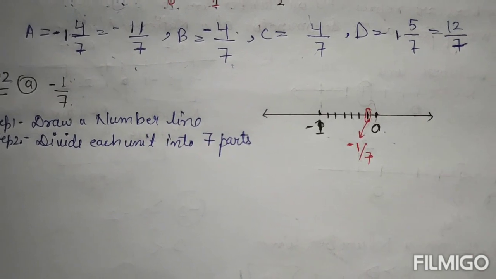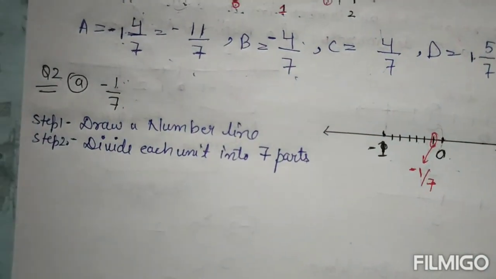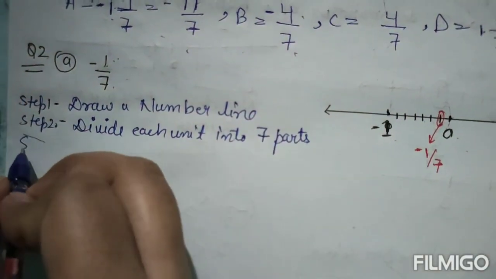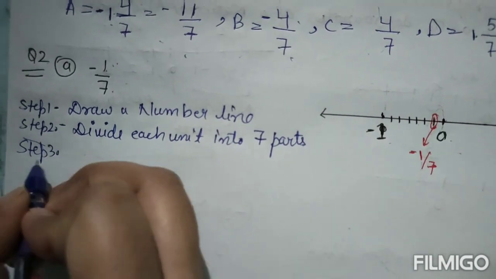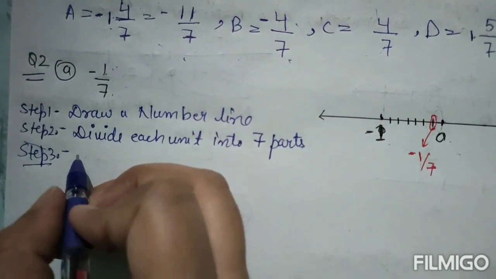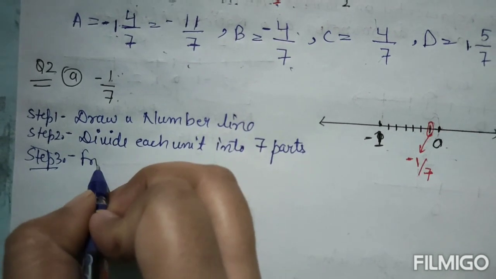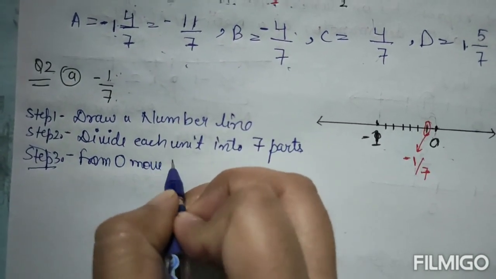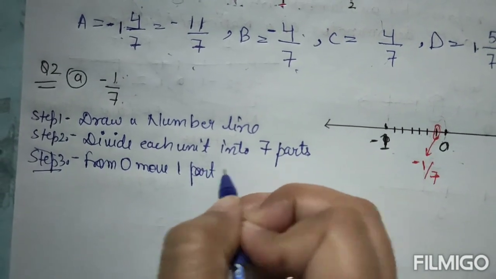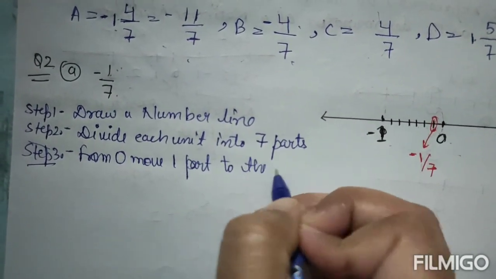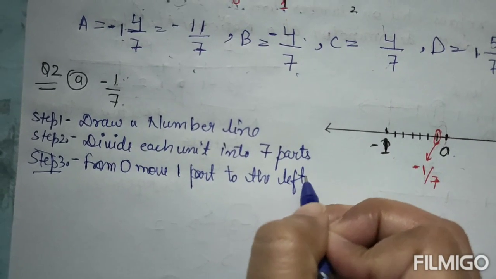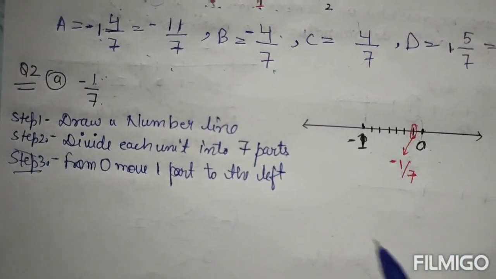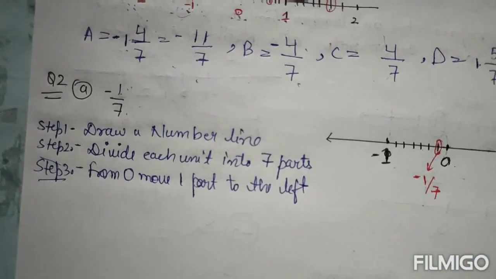Clear? So your step 3 will be, this is for understanding: from 0 move one part to the left. So this will be -1/7.